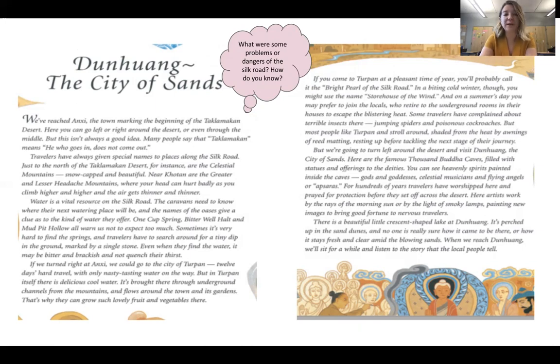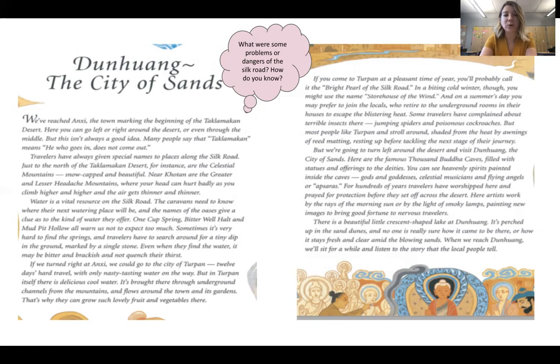Travelers have always given special names to places along the Silk Road. Just to the north of the Taklamakan Desert, for instance, are the Celestial Mountains, snow-capped and beautiful. Near Khotan are the Greater and Lesser Headache Mountains, where your head can hurt badly as you climb higher and higher, and the air gets thinner and thinner.